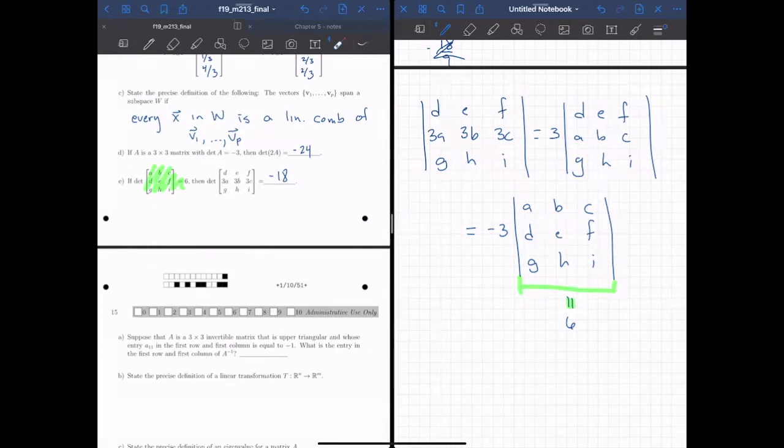And swapping columns changes the sign? Yeah, swapping columns, exactly the same way. If I add a multiple of one column to another one, it doesn't change it. If I swap 2 columns, it changes signs. Or I can pull a scalar out of a column.